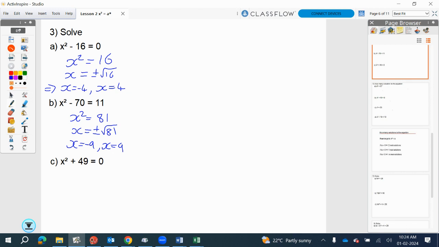Okay, we rearrange this one. How do we move the 49 to the other side? Nadine? We subtract, so it goes negative. We get x squared equals minus 49. Then we try and take square roots of both sides. What is the square root of minus 49? There's no real answer to this question. No number multiplied by itself produces a negative.